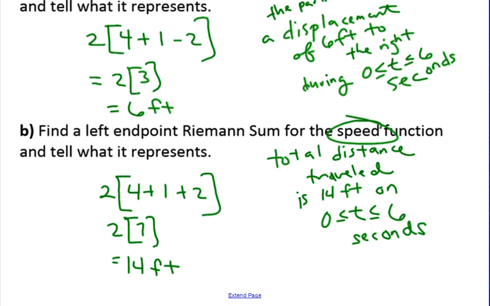Okay, so that is your basic left and right Riemann sums. There are more types of finding those sums, but we'll talk about that in another lesson.